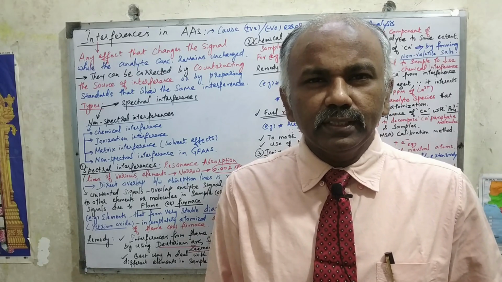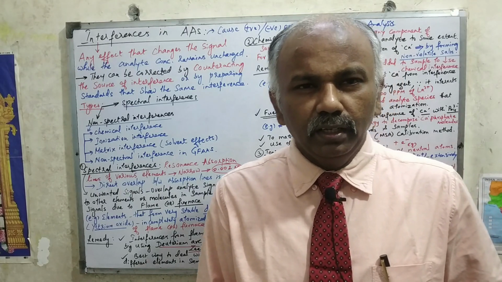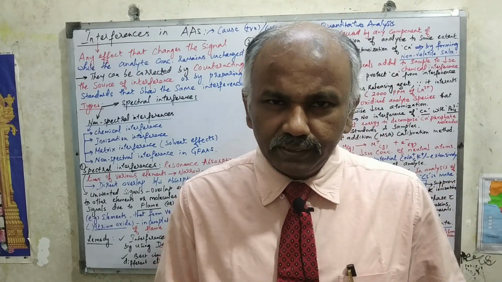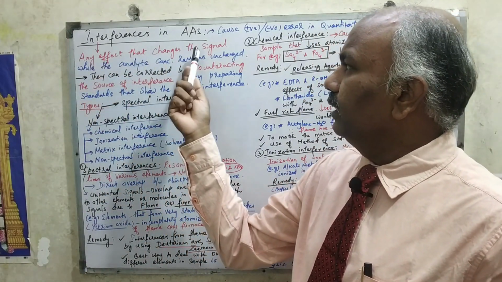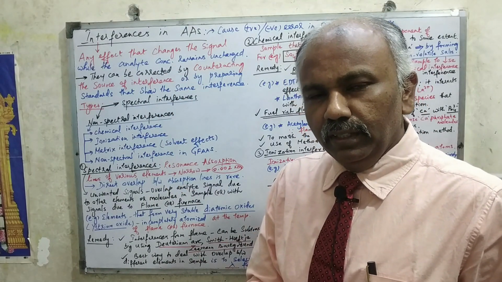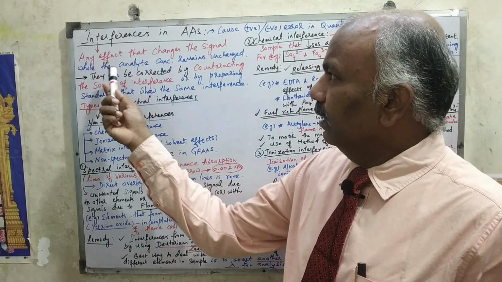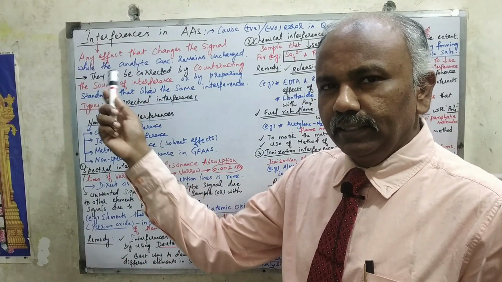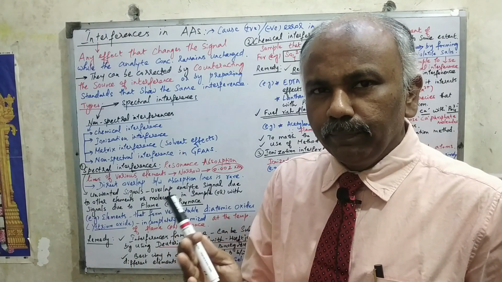Today we are going to discuss the topic of various interferences in atomic absorption spectrometry. What do you mean by the term interference? Interference is defined as any effect that changes the signal while the sample concentration remains unchanged. So your sample concentration remains unchanged, but it will affect the final signal as such. It may be physical interference or chemical interference, whatever it may be.